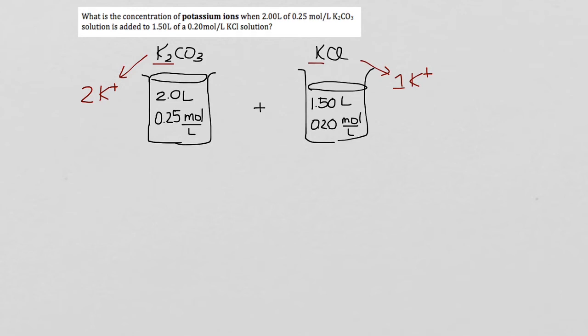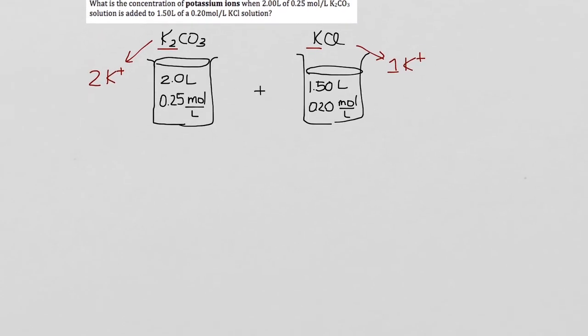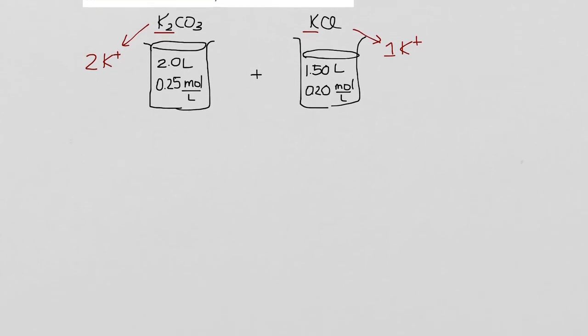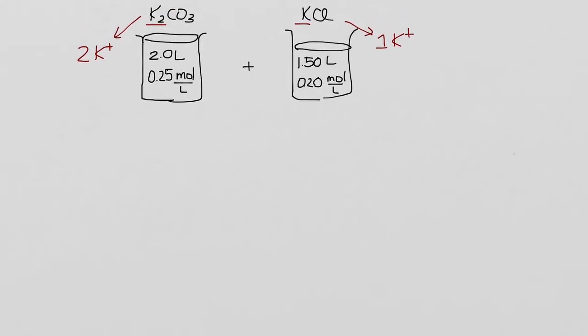Okay. So, if we take a look at the big picture, at the end, what do we want? At the end, we want the concentration of potassium ions, meaning after they are mixed together. So, if I draw another beaker with both of these solutions together, actually I'll use green to represent this. What will you have in this solution?